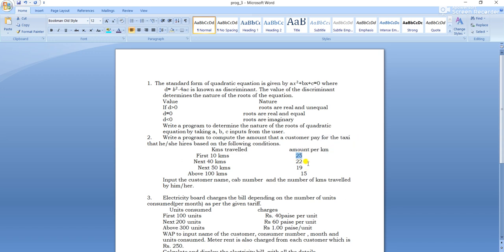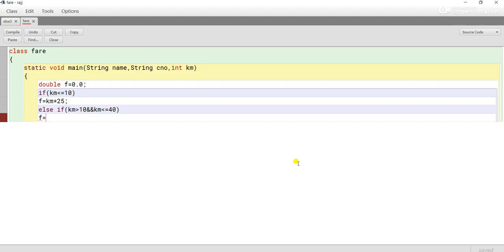So two calculations are participating: the first 10 kilometers into 25, and the kilometers minus this 10, for which we need to multiply with 22. This is what I am writing. So f is equal to, for the first 10 kilometers we need to pay rupees 25 per kilometer, and the remaining kilometers are represented like this, kilometers minus 10. Why am I writing 10? Because already for the first 10 kilometers we calculated. That's why kilometers minus 10, for that they are charging 22 rupees.